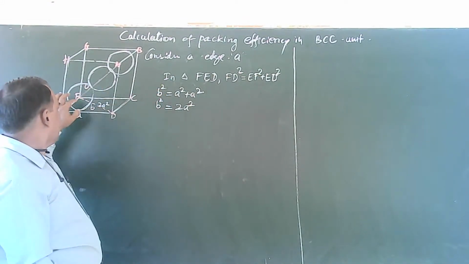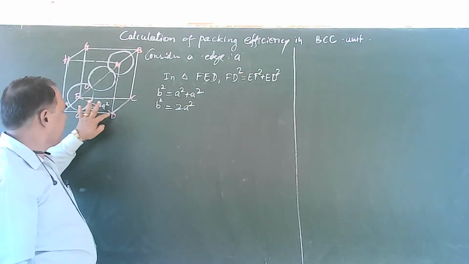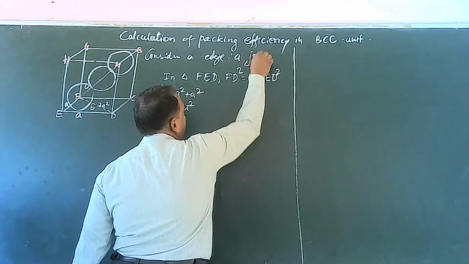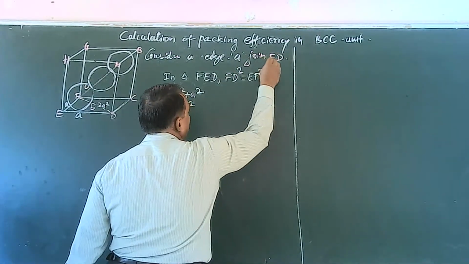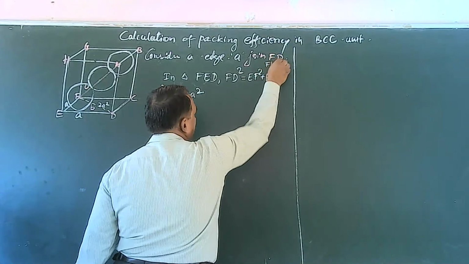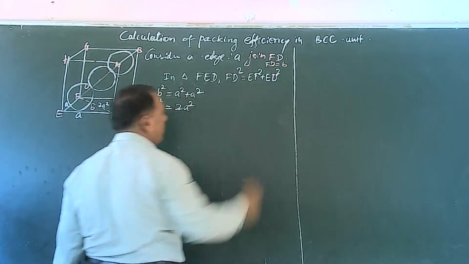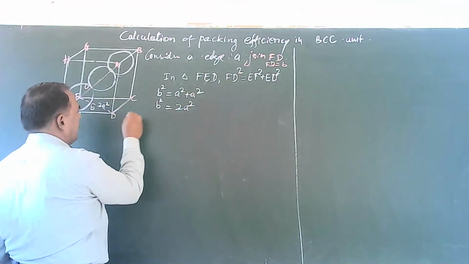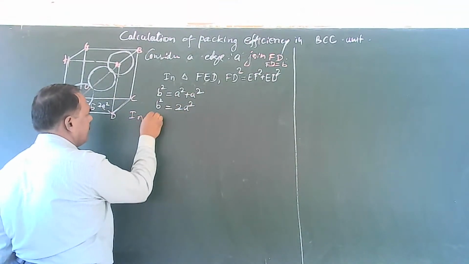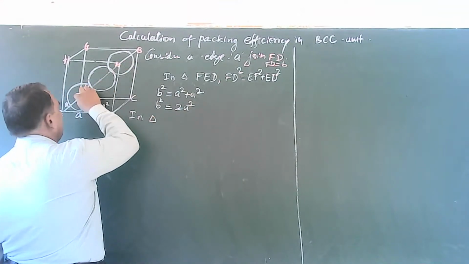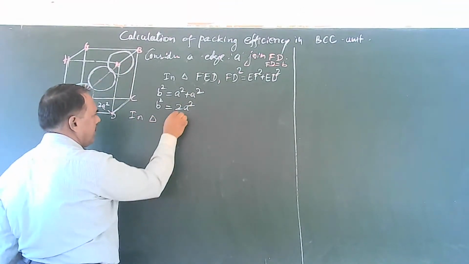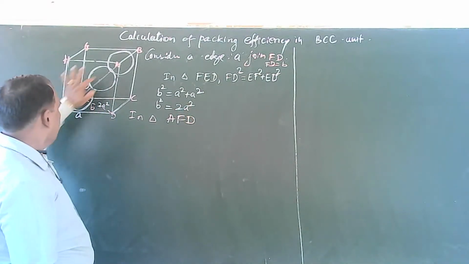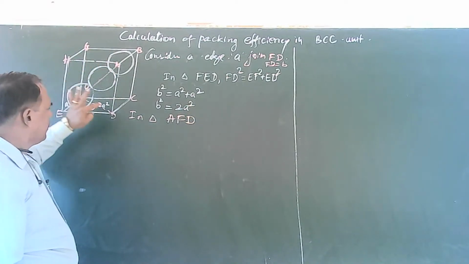So therefore, we made a small construction. We have to join FD. So you have to write here, join FD, which is equal to B. FD is equal to B. Are you clear? So now, triangle, see, AFD. Are you clear? In a triangle AFD.